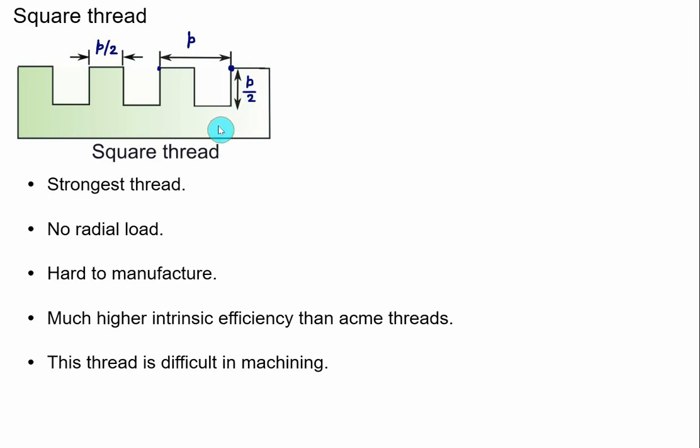These are supposed to be the strongest threads and cannot carry any type of radial load. Manufacturing is very difficult as far as 90 degrees is concerned, so that is a disadvantage of the square thread. It has a higher efficiency as compared to the Acme thread, but due to the machining problem of 90 degrees, this thread is difficult to machine.